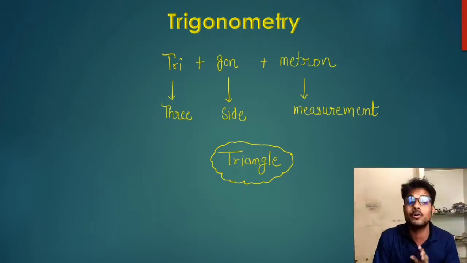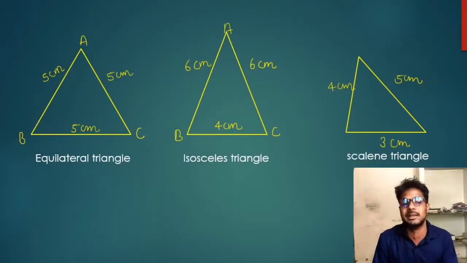If all three sides have the same length, meaning all three sides are equal, then we classify the triangle as an equilateral triangle. If only two sides have the same length, then the triangle is called an isosceles triangle. Similarly, if all three sides are different, then the triangle is called a scalene triangle. So these are the classifications of triangles according to their sides.